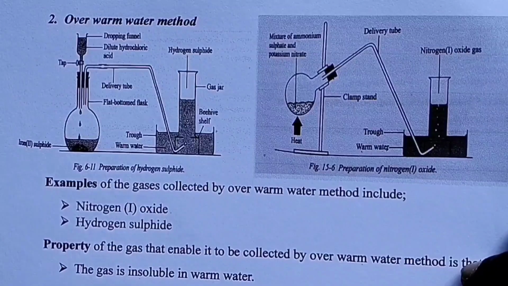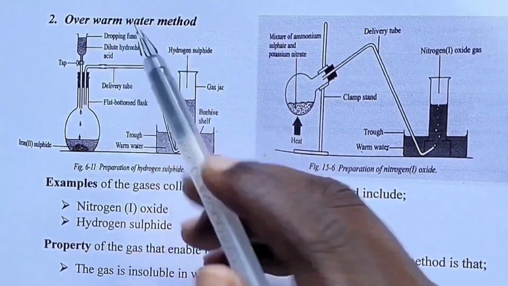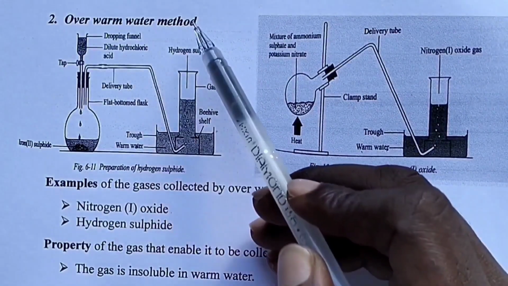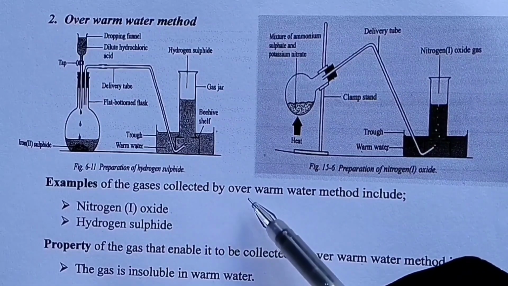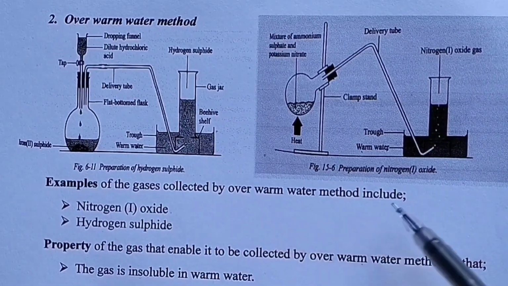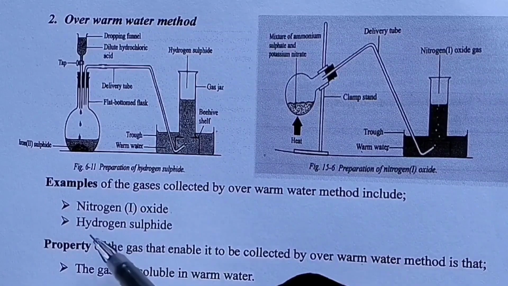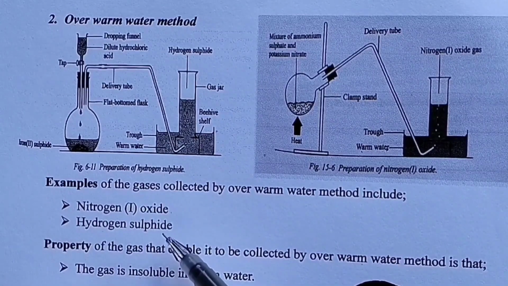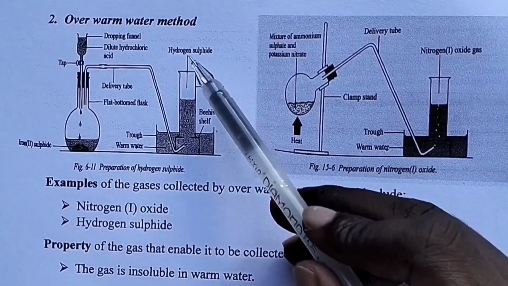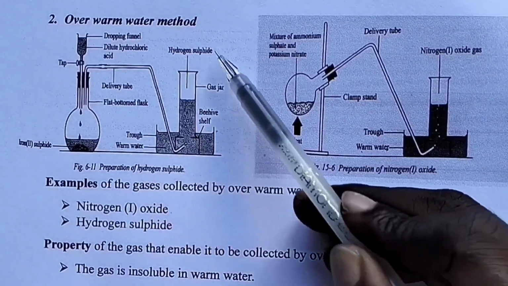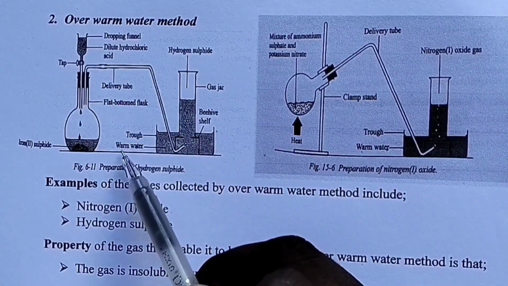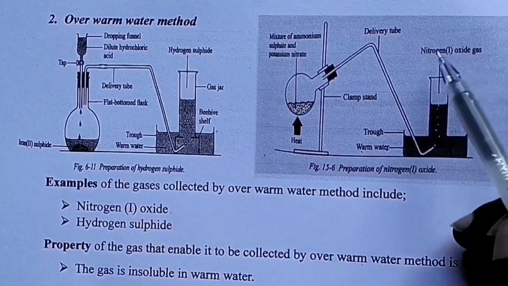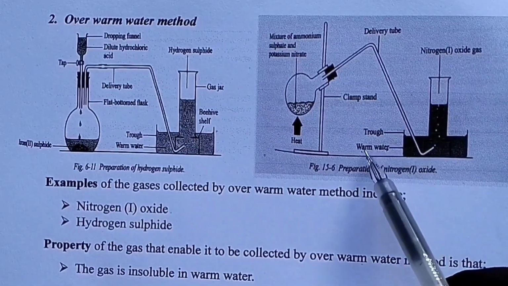The second method of gas collection is called the warm water method. So let us start here. Examples of the gases collected by the warm water method include nitrogen monoxide gas and also hydrogen sulfide gas. If we check how the warm water method looks like, it just looks like the water method, but the water we are using here is warm. It's not cooled water. Even nitrogen monoxide is collected by the warm water method.